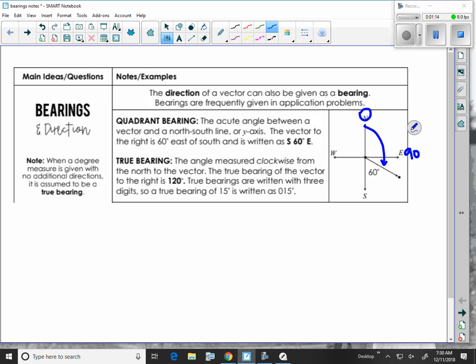And so then right here, how much is from my 90 to my 60 right there? That's 30 degrees, because this is 60. So if we do 90 plus 30, that's 120. So your true bearing is 120 degrees. That's kind of how we go about this. So we're going to do some practice here together.